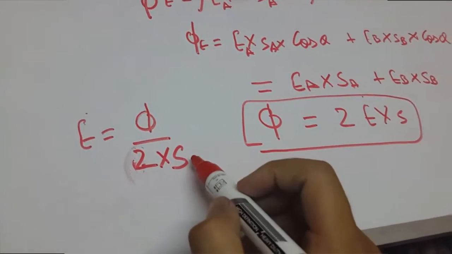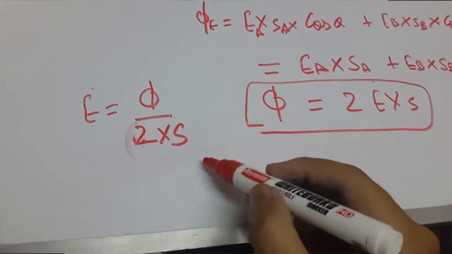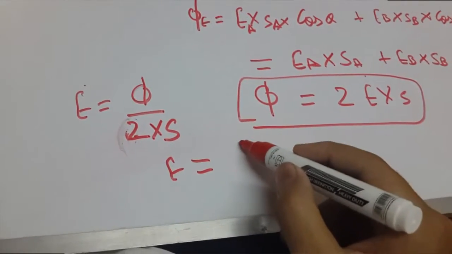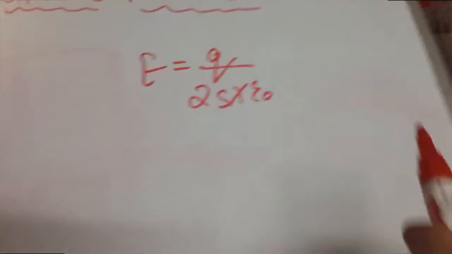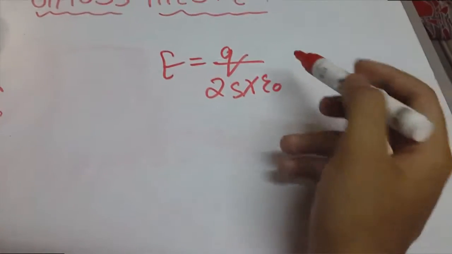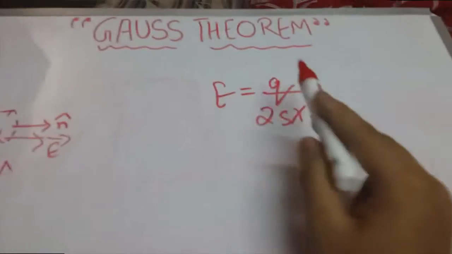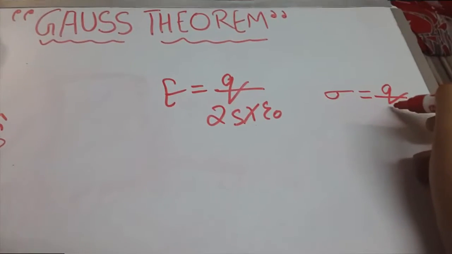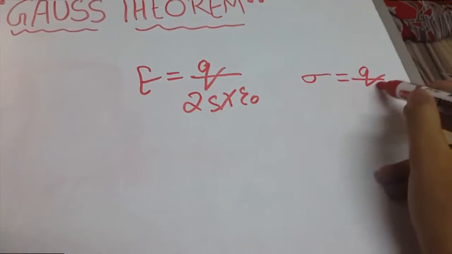Now if we put the value of this electric flux here, which is equal to Q upon epsilon naught, we will get electric field equals Q upon 2S into epsilon naught. So now electric field is equal to Q upon 2S into epsilon naught. The charge density on this infinite plane sheet would be sigma equals total charge upon the total surface area of this sheet, which is equal to S.